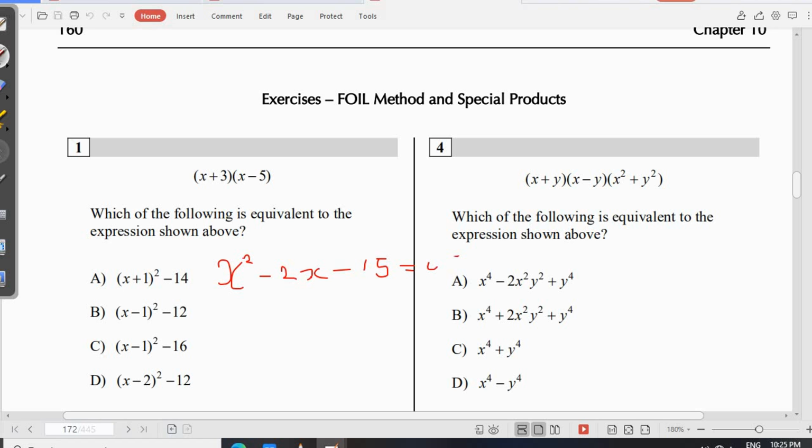Equate it to 0 because it's a quadratic equation. Now, the first thing you're going to do is get half the coefficient of x. My coefficient of x is minus 2. Half of the coefficient is minus 1. Now square it. I have minus 1 square.